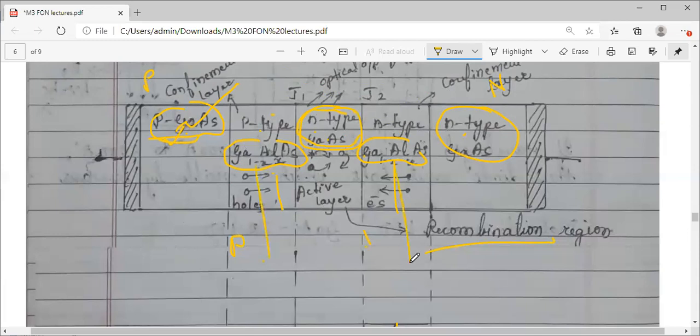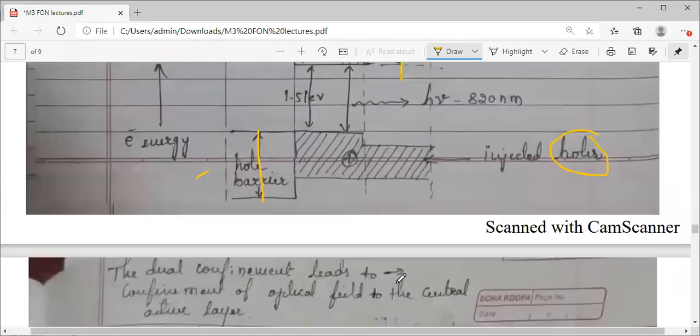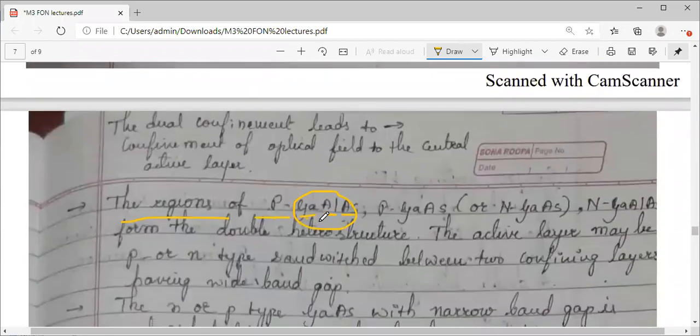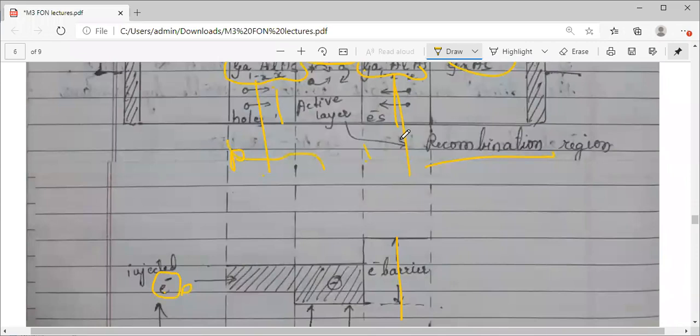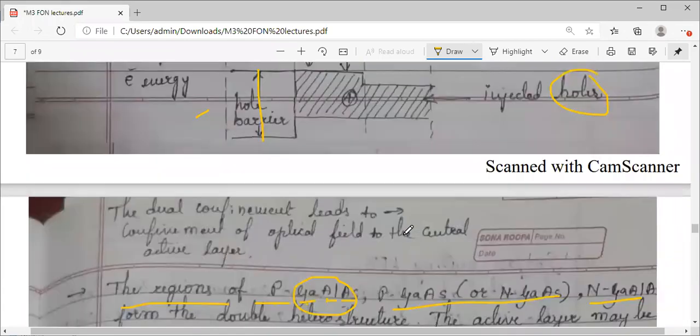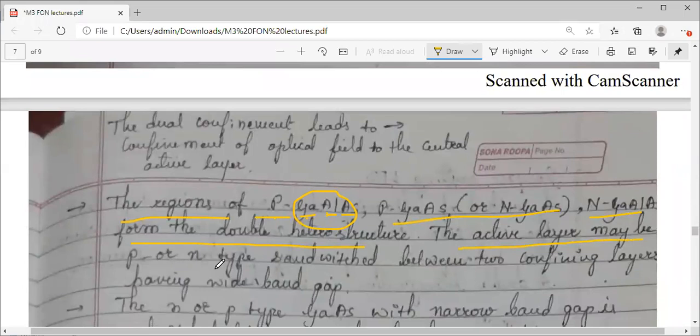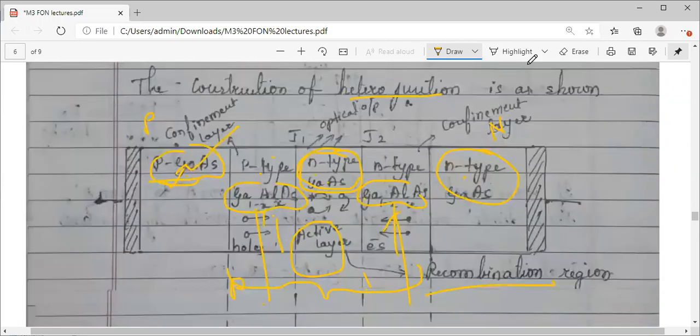So these two layers, and the middle one, this is your alloy layer. So the regions of 1, 2, and 3 form the double heterostructure. Means I'm talking about these three. The active layer and the two alloys, all together they are creating the heterostructure. The active layer at the center can be either P type or N type. It is sandwiched between the two confining layers. These two alloy layers, we call them confinement layers.